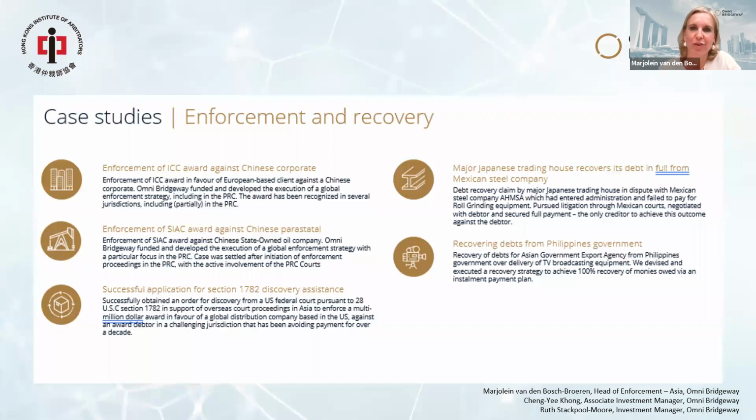And even though we try to focus on assets outside of the PRC, we also are engaged and have been engaged in recognition and enforcement proceedings there. So that first case here was actually for the enforcement of an ICC award in favor of a European-based client against a Chinese corporate. And we funded and developed the execution of a global enforcement strategy, including in the PRC. At the moment, the award has been recognized in several jurisdictions. And we also managed to attach assets, and that really puts on the pressure.